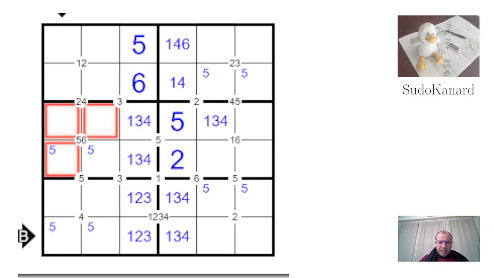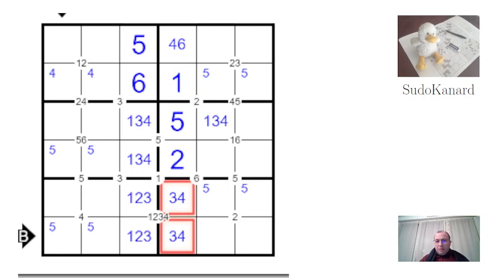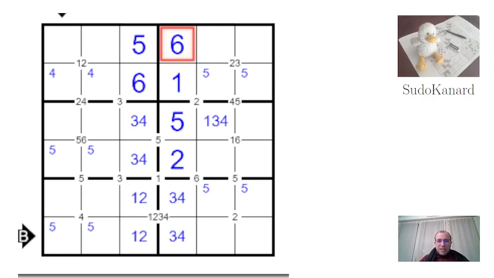Now, is it about the 6? We know that there's a 4 here. So there's no 4 here, and because of the quad, there's a 4 here, so that's a 1. And down there we get a 3-4 pair, so there's no 3 here, and there's no 1 there. That may have a double meaning. So that's a 6 here. And then the 2 that's not here must be there. The 1 that's not here must be there.